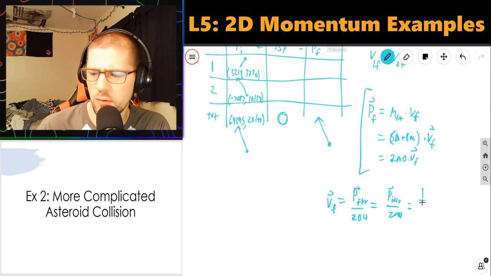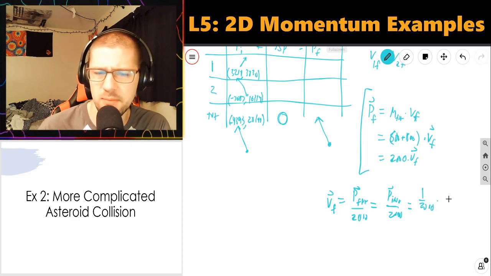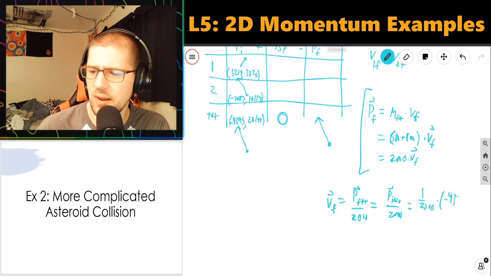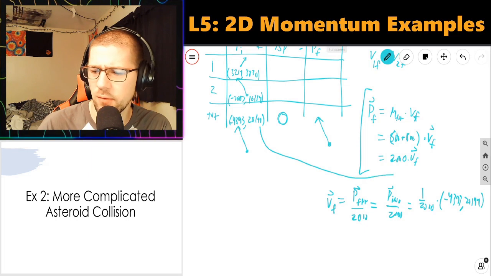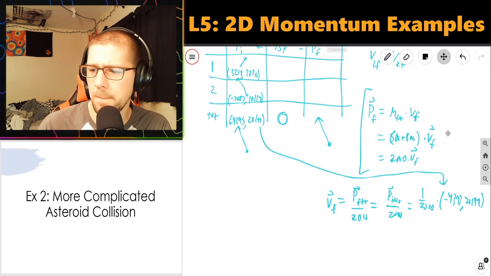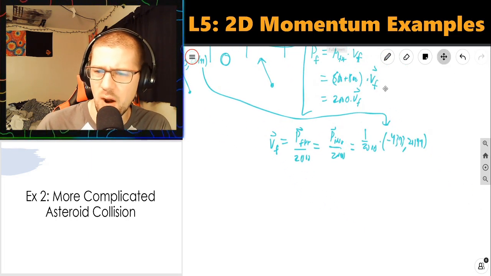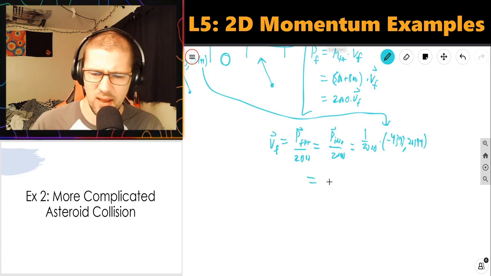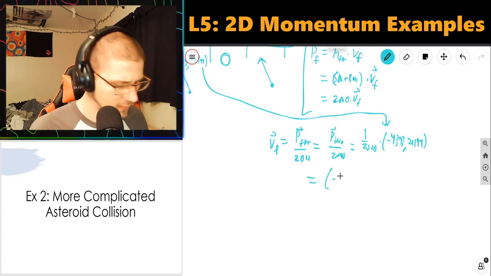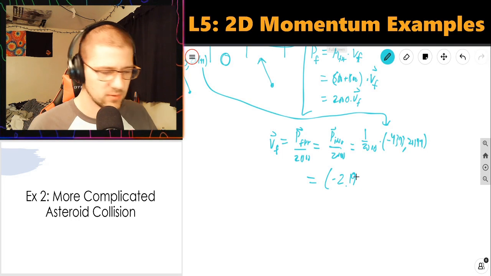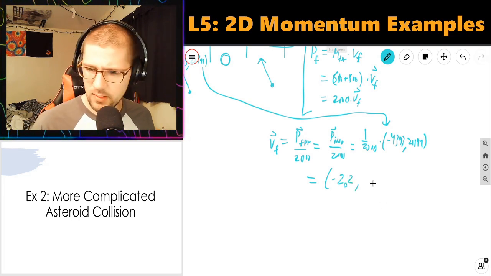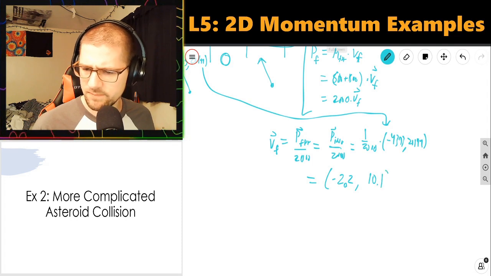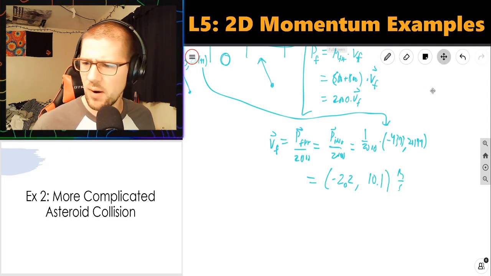Which is 1 over 2,000 times negative 4393, comma, 20144. Wow, handwriting's getting a bit sloppy, but that's from over here. There we go. All right, and when I run the numbers on that, I get negative 2.19. I'm just going to call it negative 2.2, comma, 10.1 meters per second. All right, sweet.